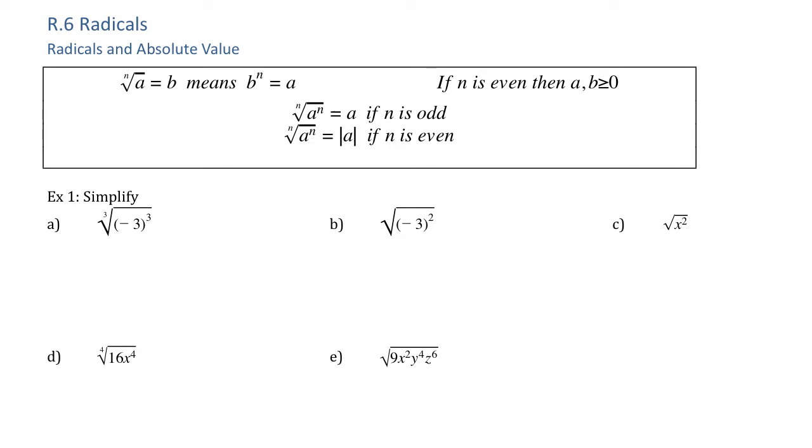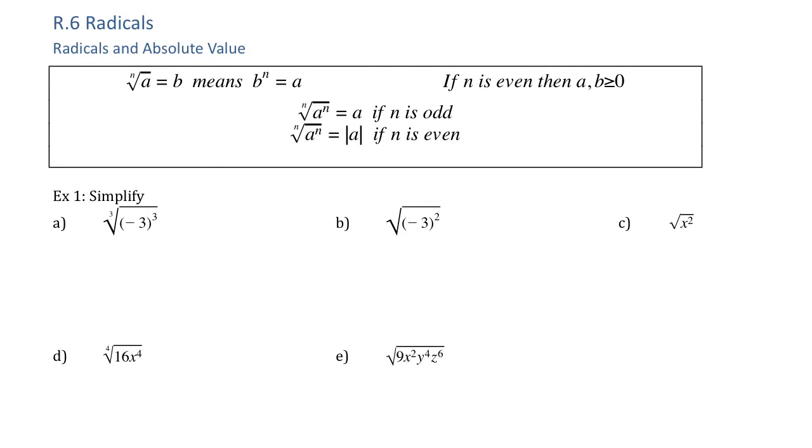In this video, we're going to look at simplifying radical expressions and also the connection between radicals and absolute value. If I take -3 and square it, I get +9, and then if I take the square root of that, I get 3. What went in was not 3, it was -3, so what came out is not the same as what went in. It's actually the absolute value of -3, which is 3.